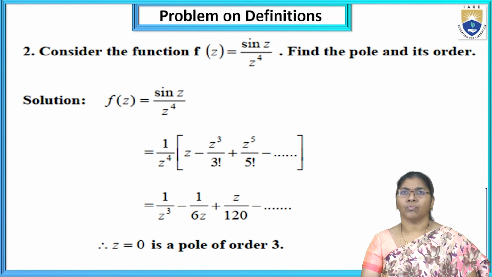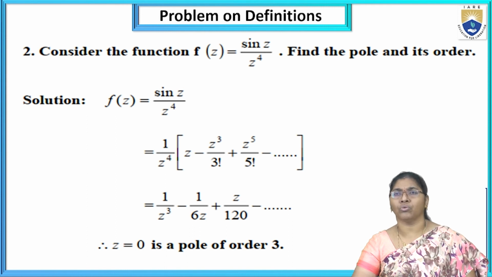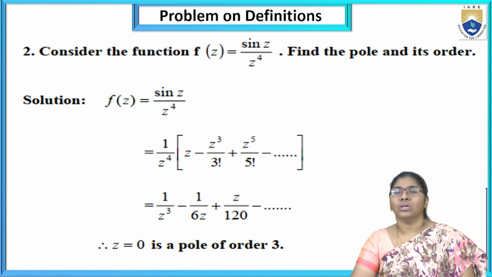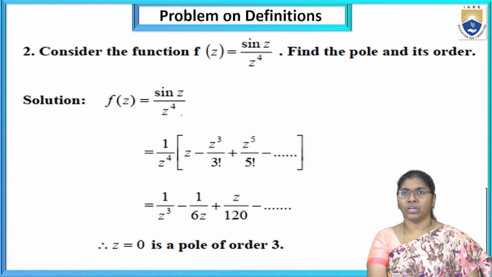Consider another problem: consider the function f of z equal to sin z by z power 4. Find the poles and their order. f of z equal to sin z by z power 4.